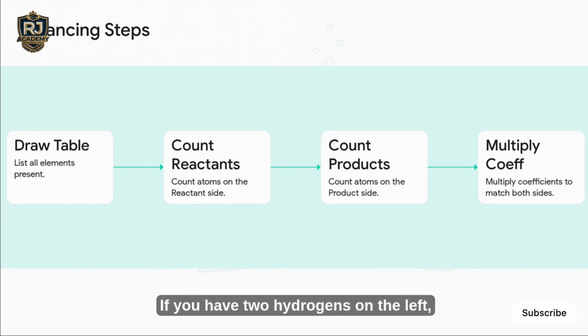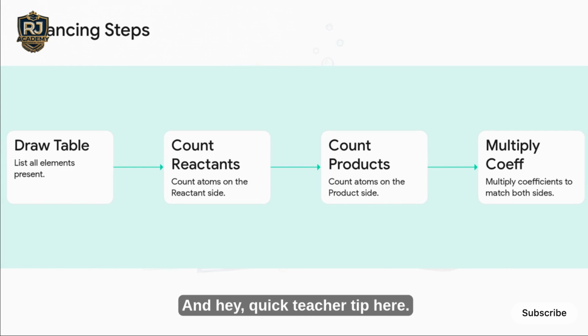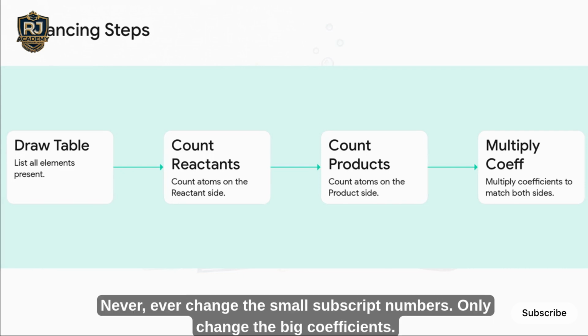If you have 2 hydrogens on the left, you absolutely must have 2 on the right. Start from the top element, multiply the coefficients, those big numbers in front of the molecules, and adjust your table until both sides perfectly match. And hey, quick teacher tip here. Never ever change the small subscript numbers. Only change the big coefficients.